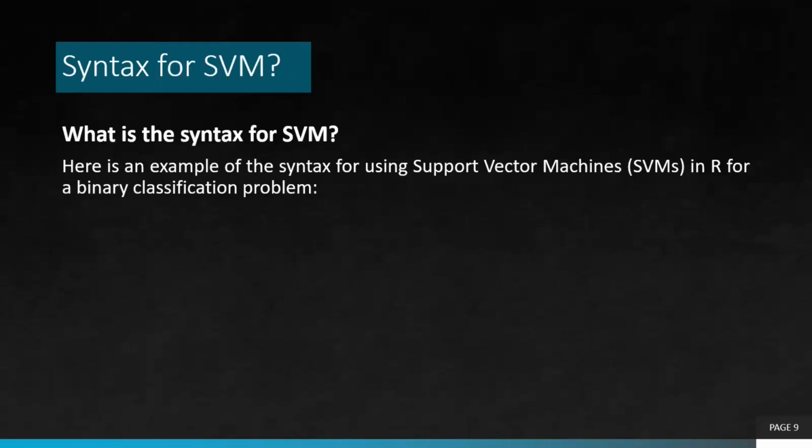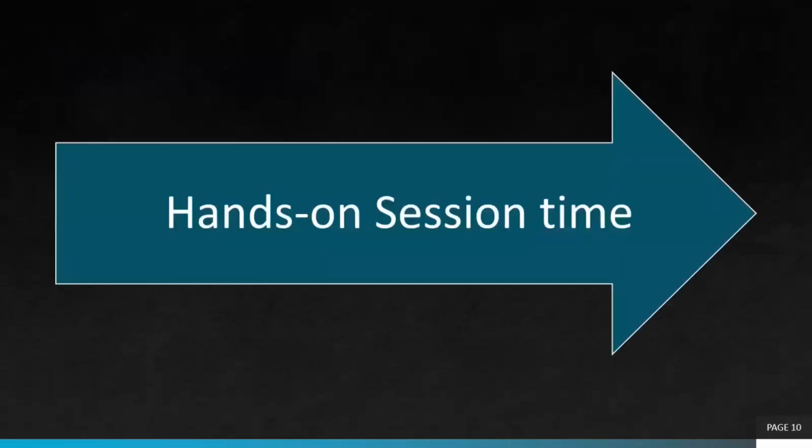So let's see the syntax for SVM. Here's an example of the syntax for using support vector machines in R for a binary classification problem. Just use the SVM keyword, pass some parameters such as dependent and independent variables, then dataset, then the kernel, and then the last cost. Now it's time for a hands-on session. Let's move to our studio.